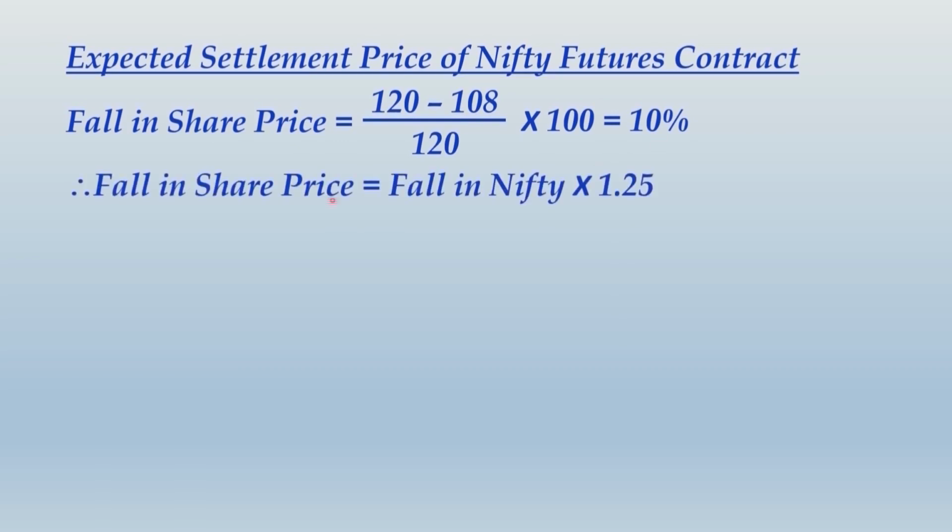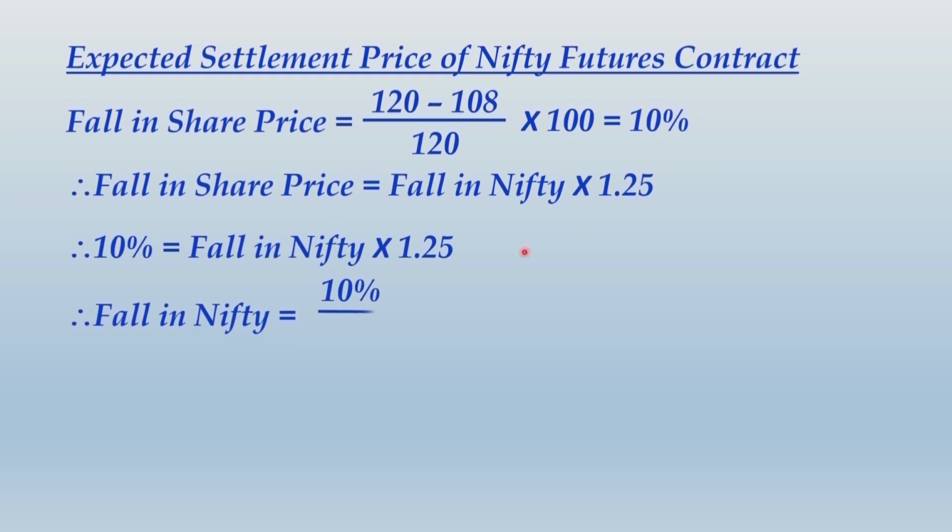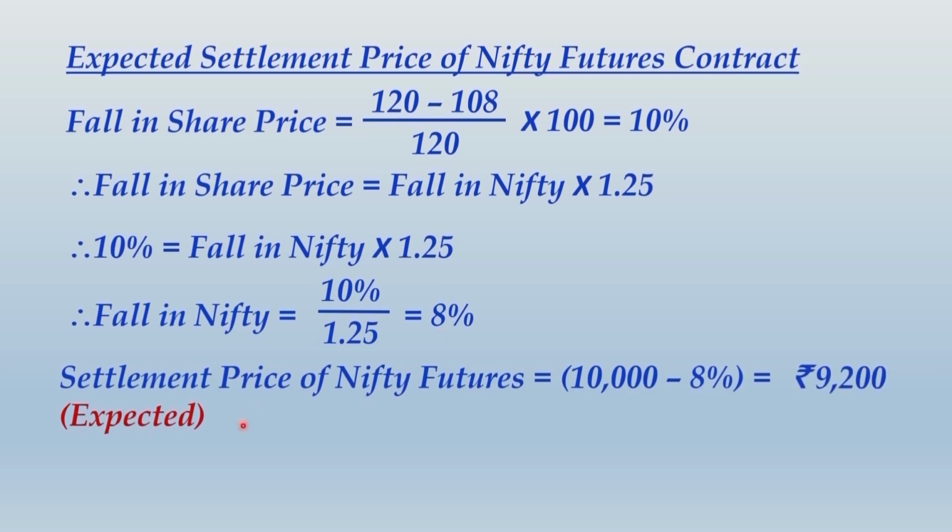Fall in the share price will always be equal to fall in Nifty multiplied by beta, that is into 1.25. So, we can find the fall in Nifty, that is 10% divided by 1.25, and that is 8%. So, the expected settlement price of Nifty futures will be 10,000, the current price, minus 8%, and that gives you 9,200. This is the expected price on settlement. Note down this as well and then we move ahead.